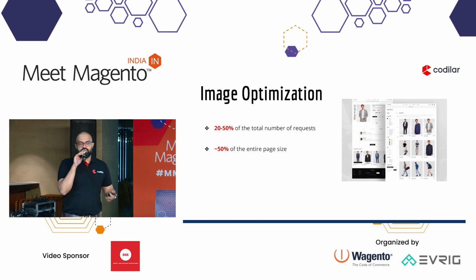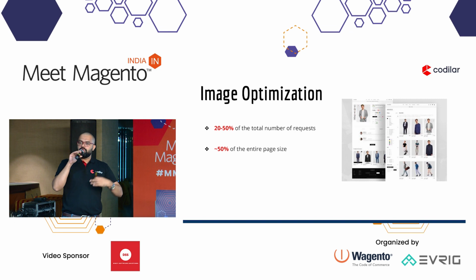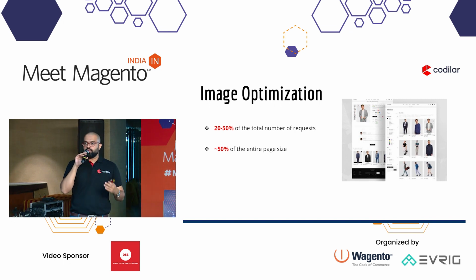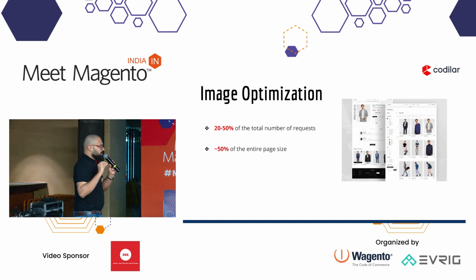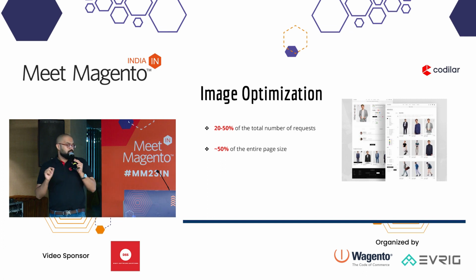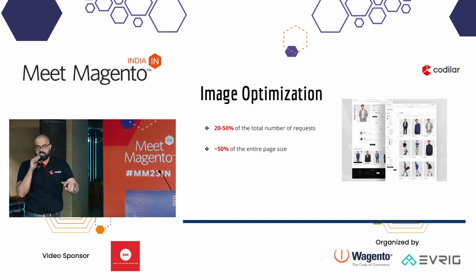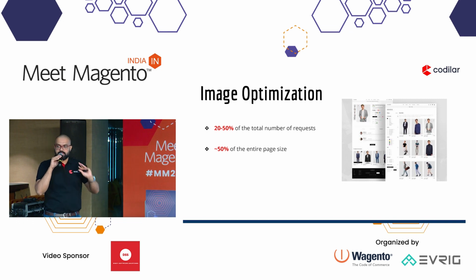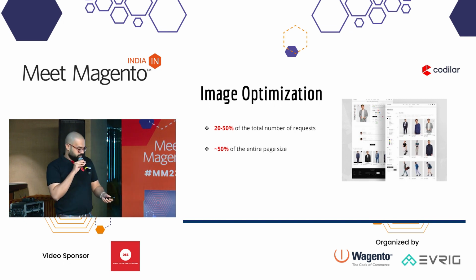It's mostly images. If you go to the homepage, you have a lot of carousels and a lot of blogs and banners and all that. If you go to PLP, again, a lot of images. If you go to PDP, again, hundreds of images, right? So the easiest thing that you can do to optimize the front end is optimize those images. About 20 to 50% of the total number of requests that go from your browser is to get the images. And 50% of the entire page size is also contributed by images, right?